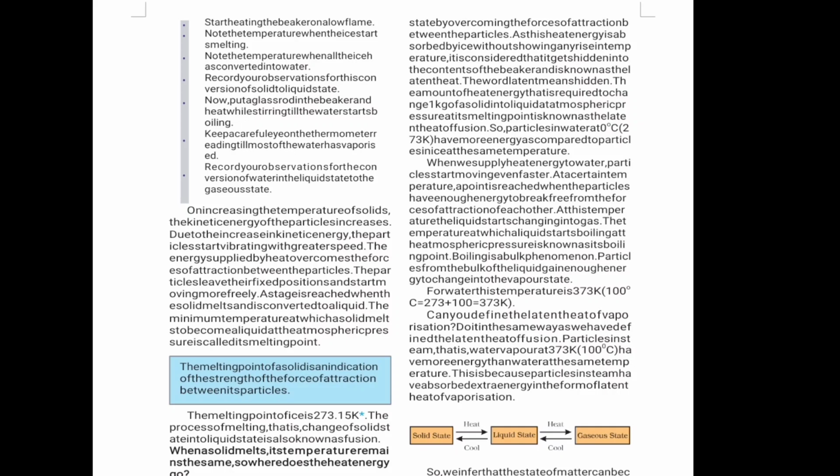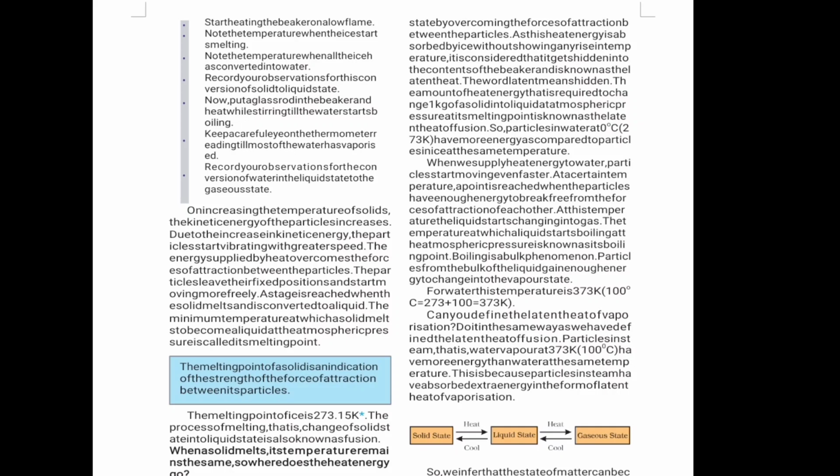Boiling is a bulk phenomenon. Particles from the bulk of the liquid gain enough energy to change into the vapor state. For water, this temperature is 373 K. 100 degrees C equals 273 plus 100 is equal to 373 K. Can you define the latent heat of vaporization? Do it in the same way as we have defined the latent heat of fusion.